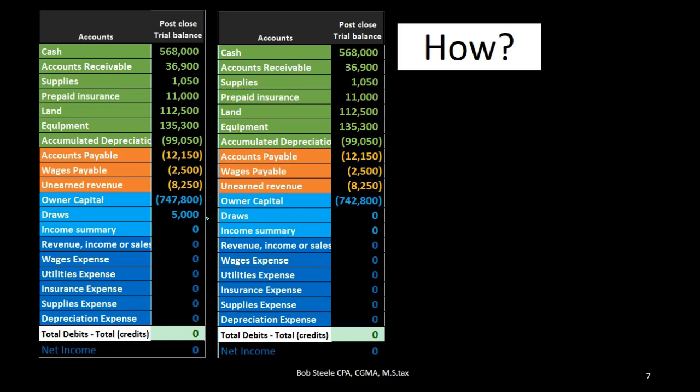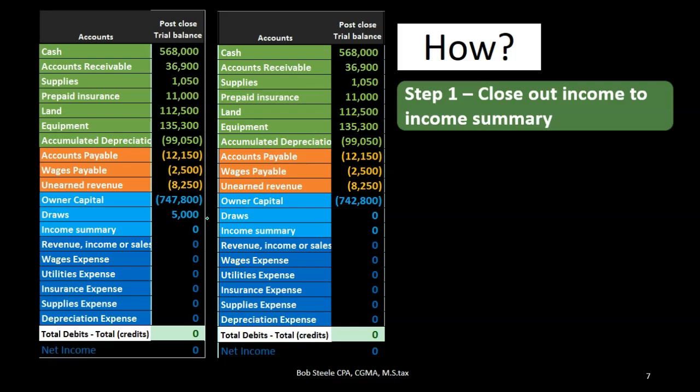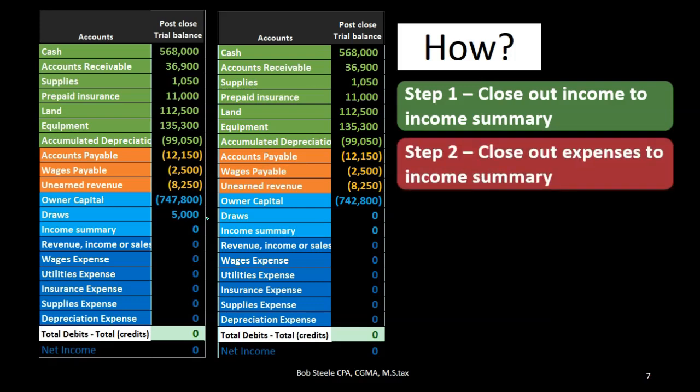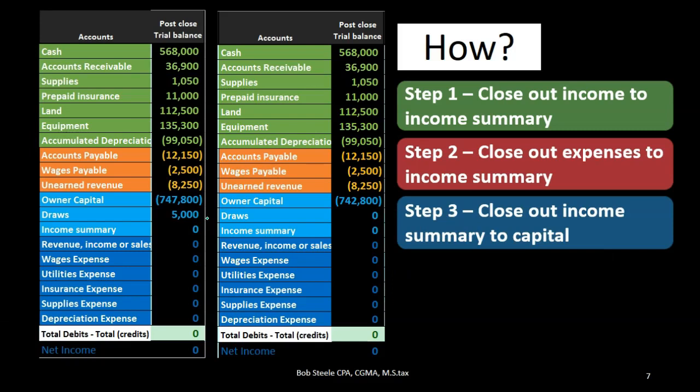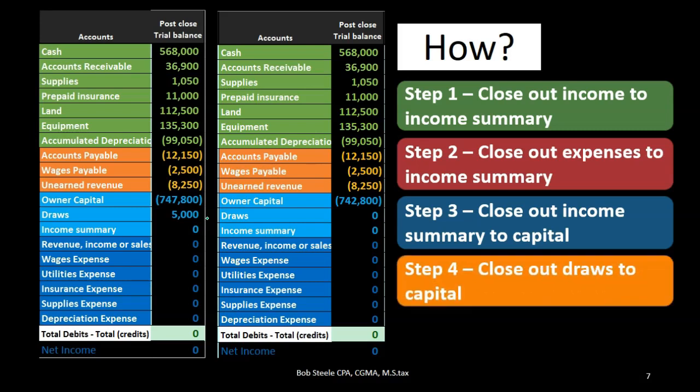Draws being the only thing that's really not on the income statement that is a temporary account. It's going to be on the equity statement, statement of owner's equity, and that's what we need to close out next time. What we've done so far is close out income to the income summary, and then we closed out the expenses to the income summary, then we closed out this time net income, or the income summary, which had net income in it, to the capital account. Now next time we're just going to finish this off by closing out draws to the capital account.